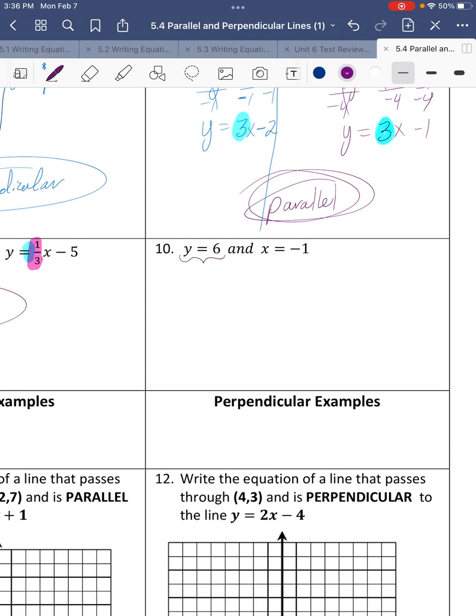Number 10, y equals is a horizontal line. X equals is a vertical line. If you have one horizontal and one vertical line, that's going to form a 90-degree angle, which means they're perpendicular.